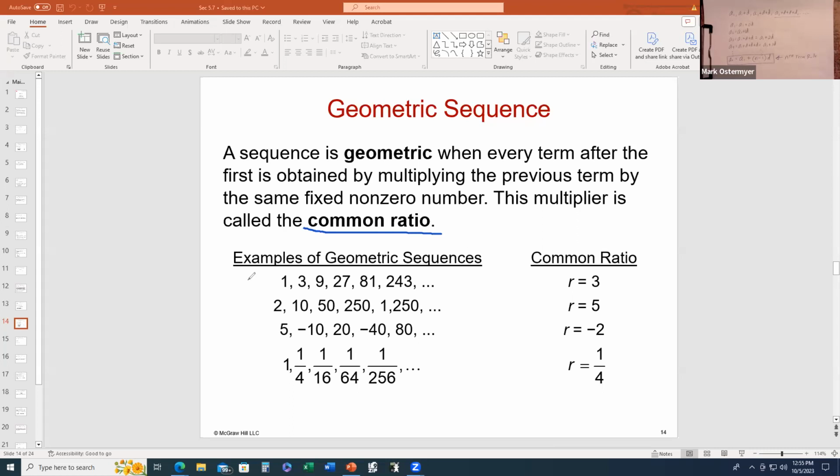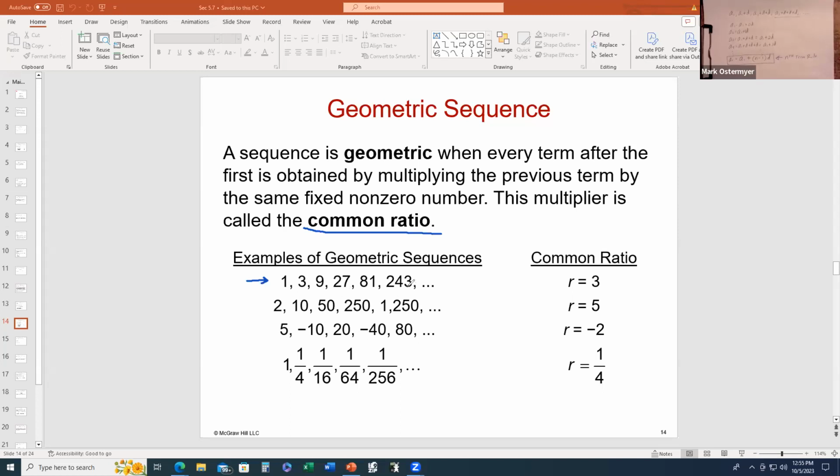In other words, if you look at this sequence here, this is not an arithmetic sequence because 3 minus 1 is 2, but 9 minus 3 is 6. So there's no common difference here. We don't add a common number to any term to advance to the next term. So this is not arithmetic, but is it geometric?